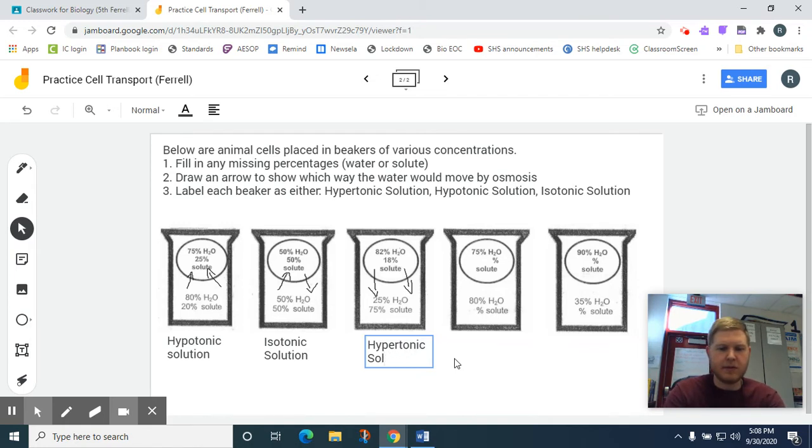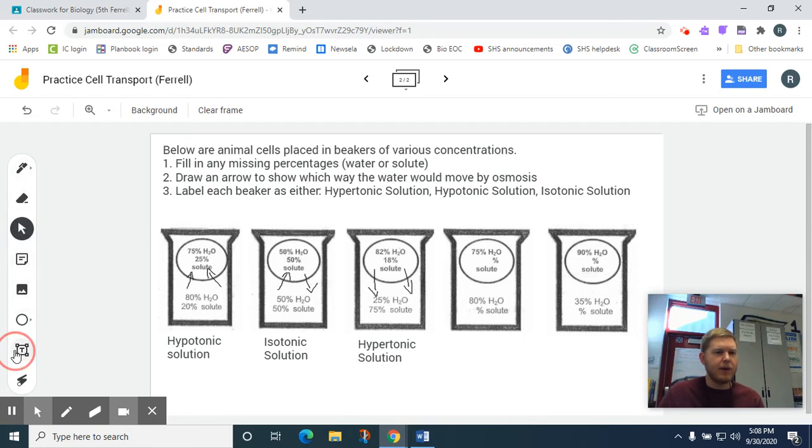Oops, let me spell solution correct. So it's going to be a hypertonic solution. All right. So hopefully you're getting the hang of this. If you want to pause it, you want to try a couple on your own, you're more than welcome to.